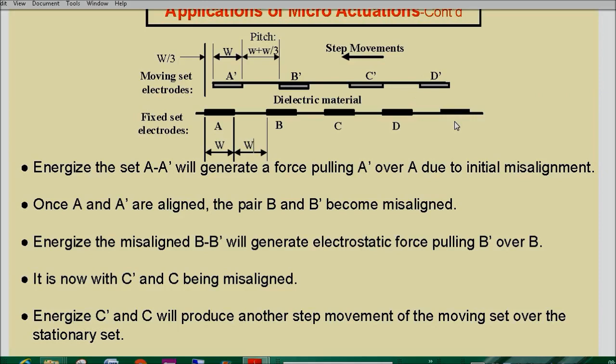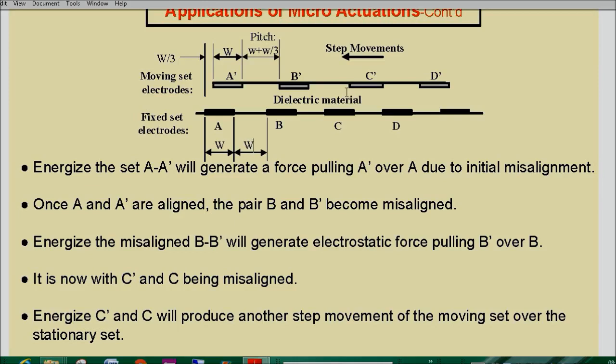So again you energize it, what happens? This plate will move, so that B and B dash will align. Of course this will be in line with the plane. So this will get moved. The whole set will move. Now look at what happens at C and C dash. The distance is such that if B and B dash get aligned, you are going to end up with C and C dash misaligned by W by 3.